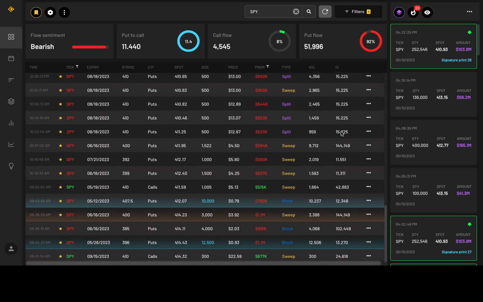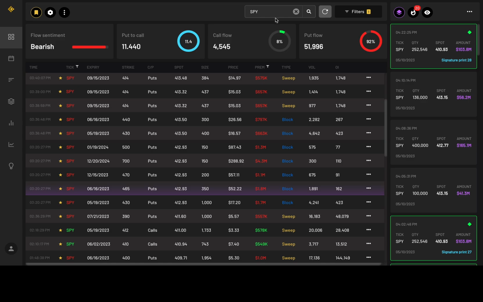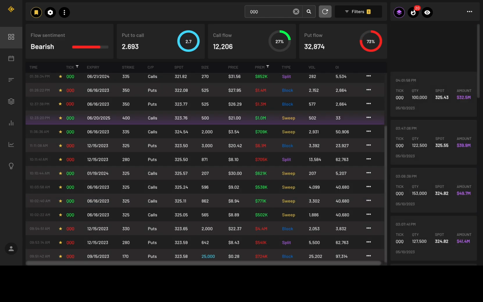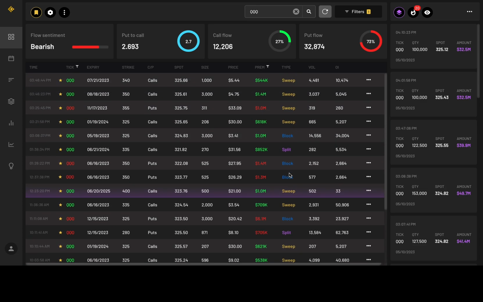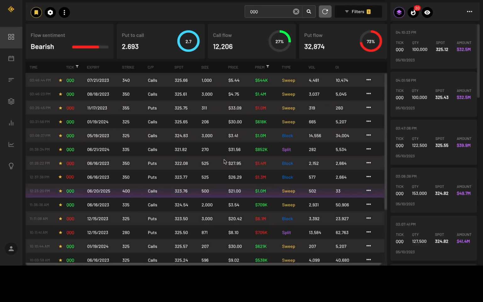A good amount of sweeps and block orders. Mostly block orders are the ones with the big size today. All right, we're seeing a bunch of out the money puts coming in here. All right, but overall bearish. Triple Q overall bearish as well, 73% in the puts. Okay, block orders are the ones with the big size. There's 170 strike price for puts. Some very out the money puts.